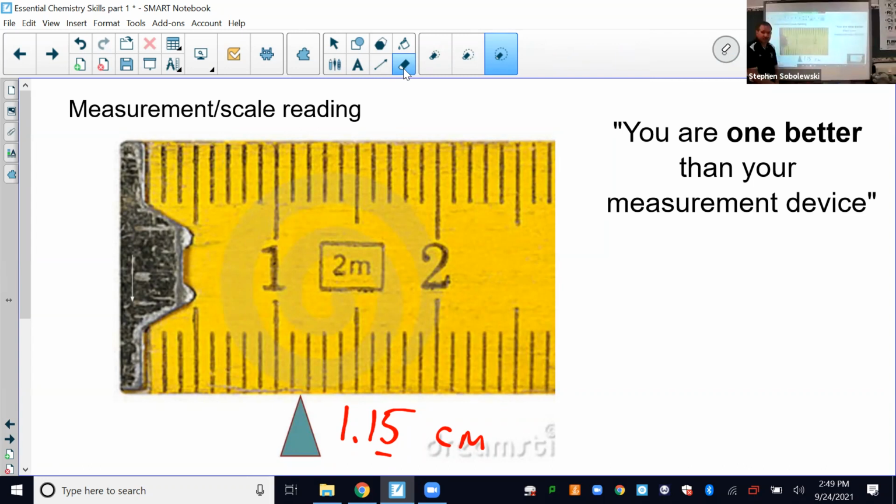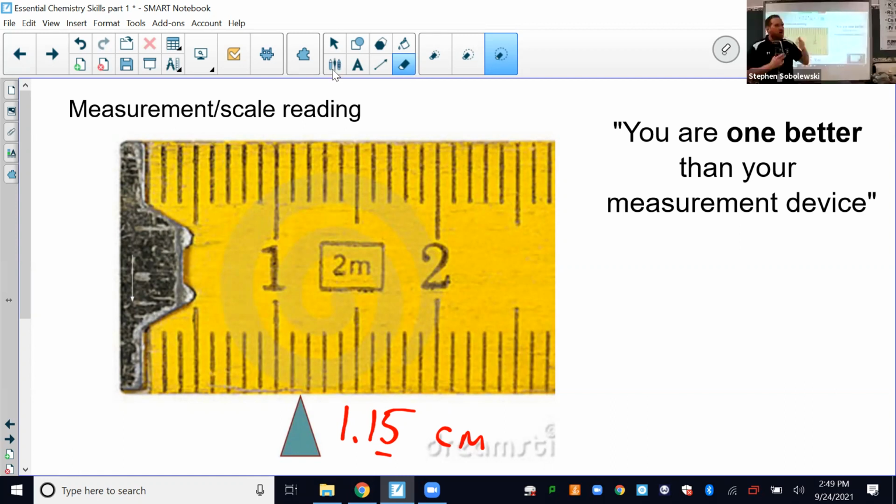What is unknown and estimated is the 5. I judge it to be slightly different, and that's fine. That's no more correct or incorrect than my guess. If you call that 1.14, totally fine. If you called it 1.16, totally fine. But what you can't do is go below that in terms of the quality of the measurement.